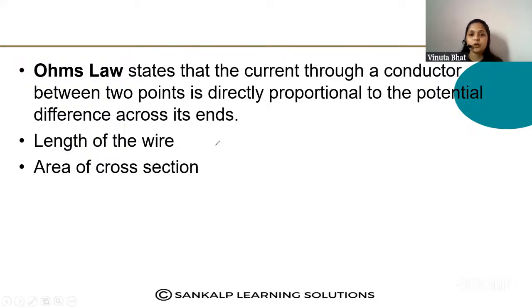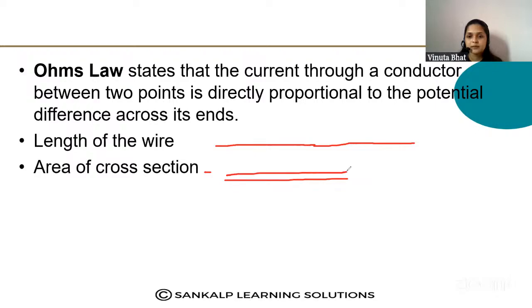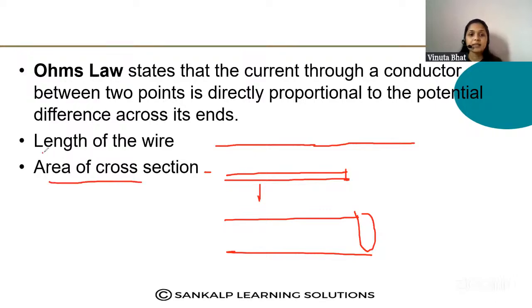If the length of the wire increases, just imagine this is the wire, it increases its length, resistance also increases. If the area of cross section of the wire is increased like this, then resistance decreases. If the area of cross section increases, resistance decreases. Length of the wire increases, the resistance increases.